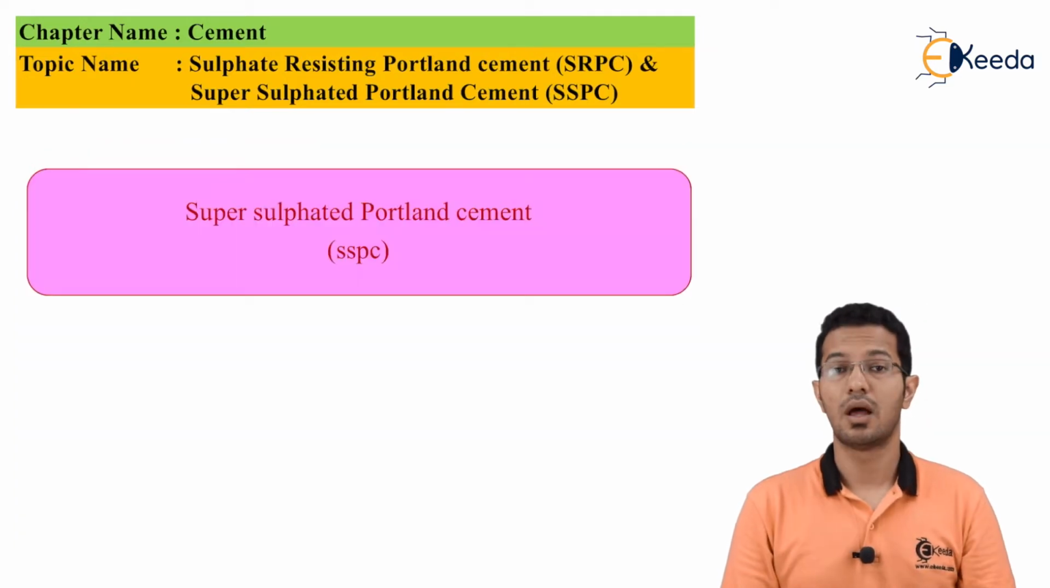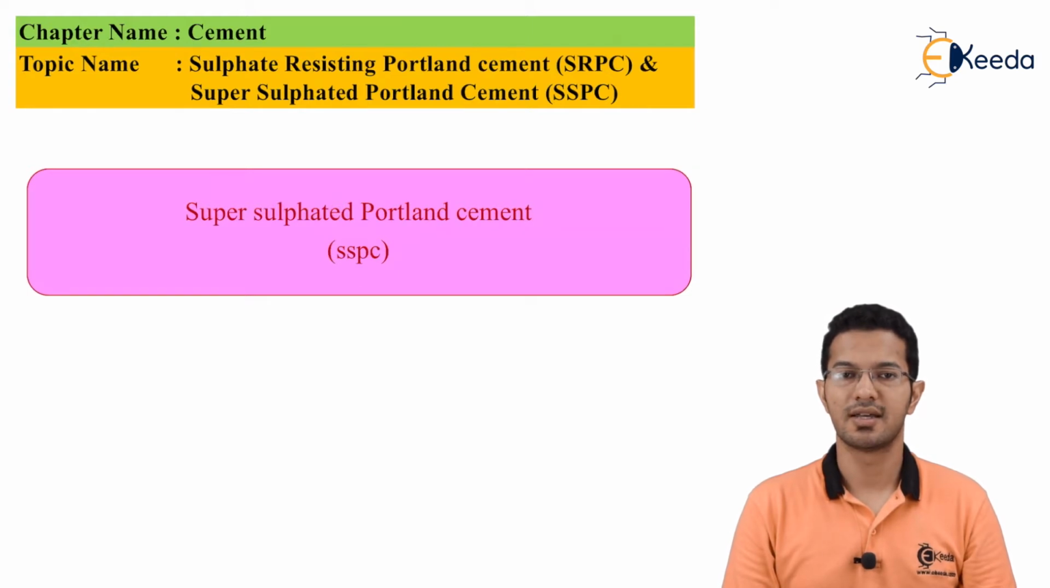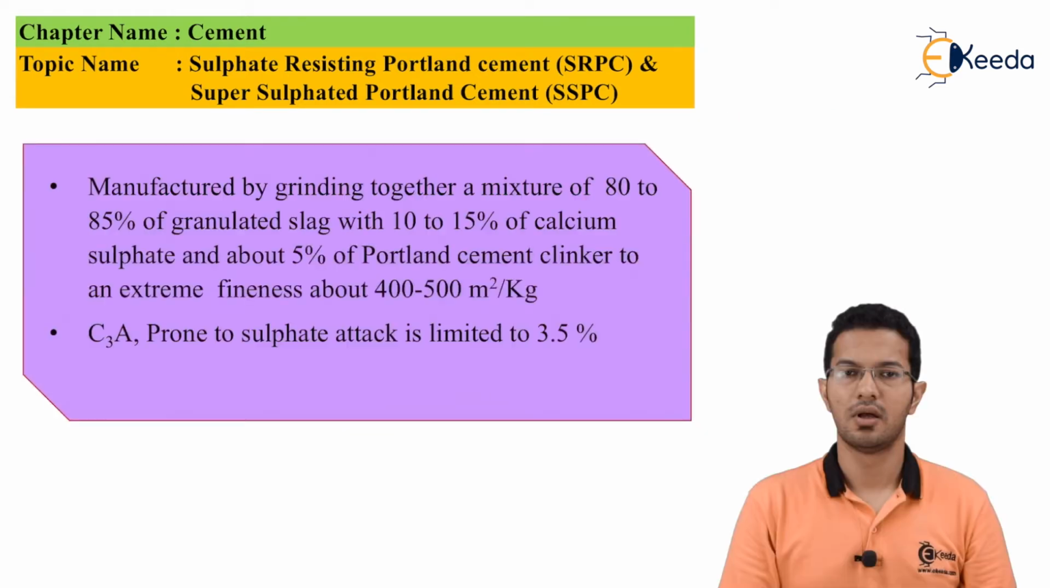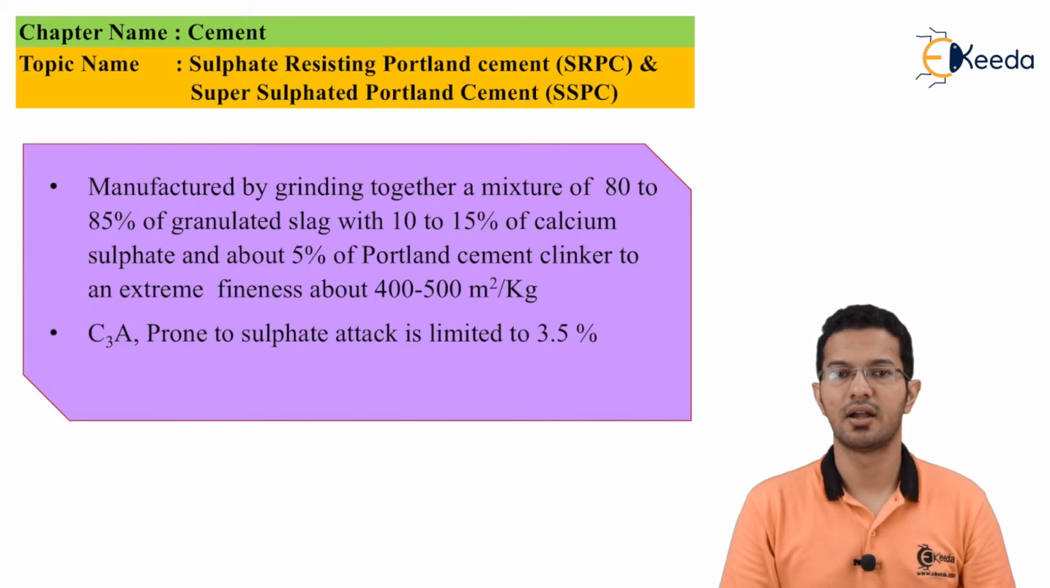Now we will discuss super sulfated Portland cement or SSPC. It is also resistant to sulfates. It is manufactured by grinding together a mixture of 80 to 85% of granulated slag with 10 to 15% of calcium sulfate and about 5% of Portland cement clinker to an extreme fineness of about 400 to 500 meter square per kg.